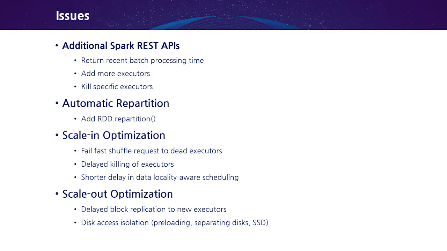Also, in scale out, Docker image downloads or YARN localization cause too much disk access. And this disk access is not good for the performance of the application. This can be solved by preloading that data, or we can use separate disks or SSDs. Lastly, we noticed that block replication to new executors sometimes takes too much time. So we do not replicate blocks to new executors for a certain amount of time.